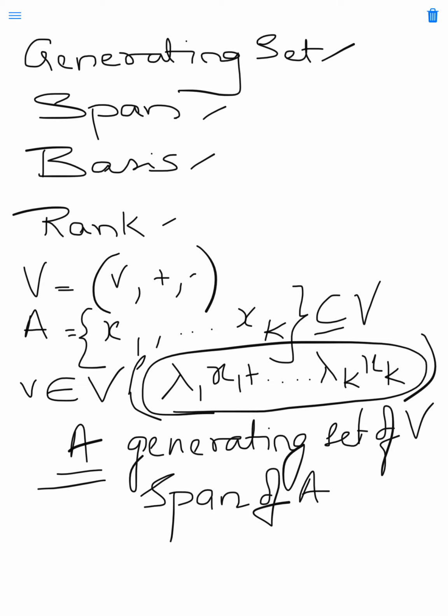Okay, so after forming this linear combination, it forms a set, and that set of linear combinations based on the vectors given in A will be treated as the span of A. We can see it with the help of an example.